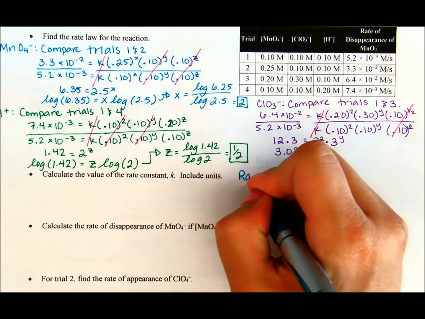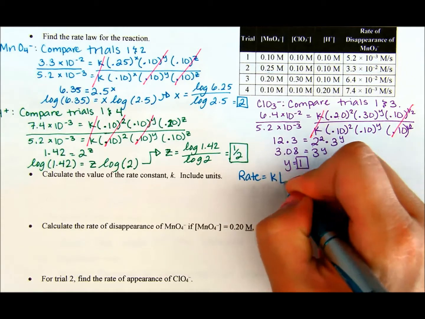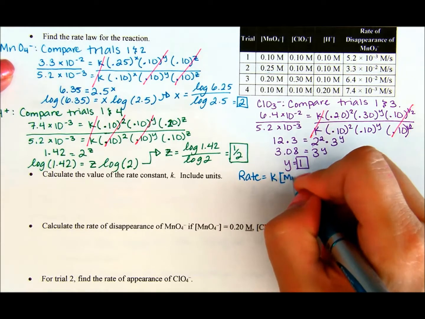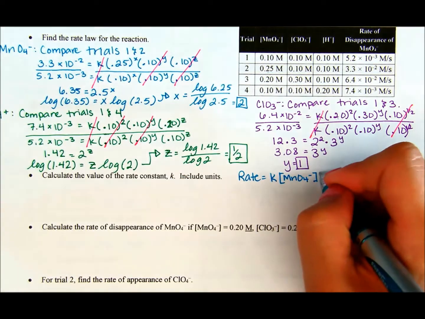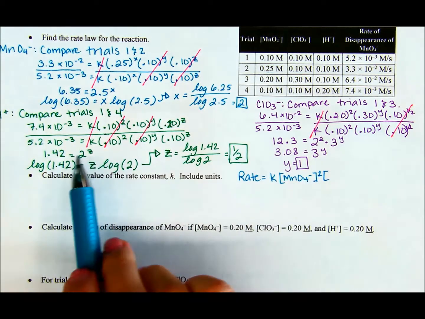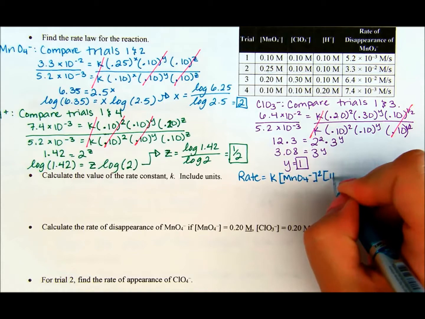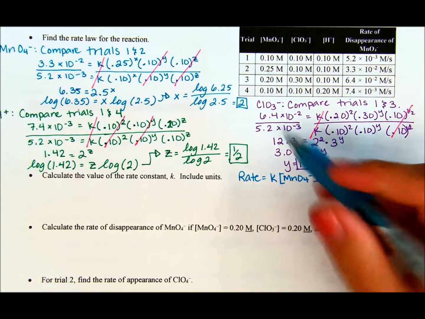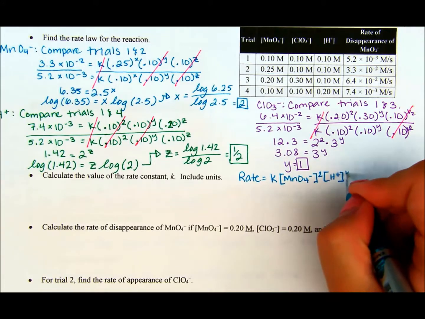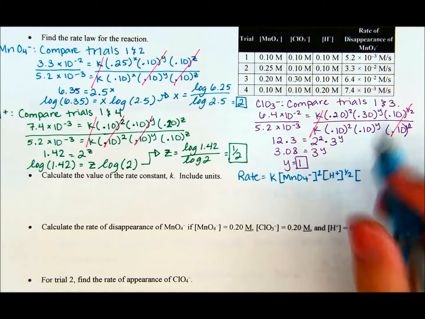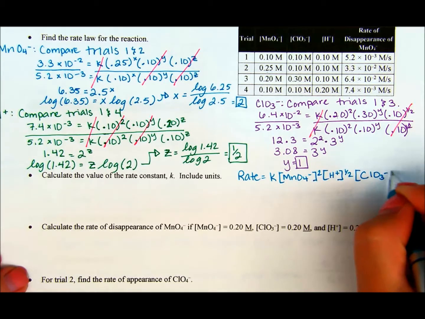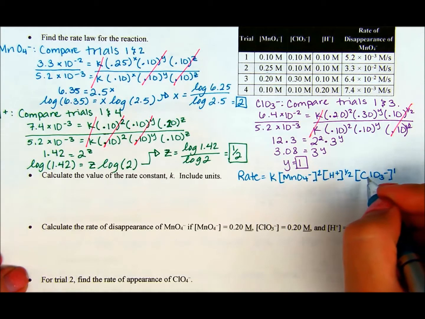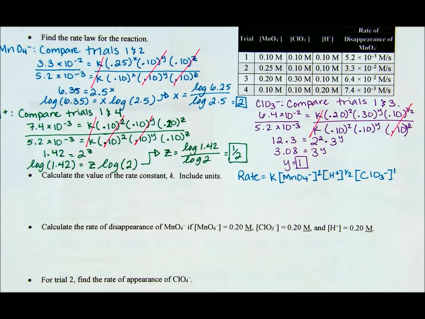Okay, so hopefully you got rate equals K times the concentration of MnO4 minus, that was second order with respect to MnO4 minus, times our H+ concentration, and that was 1/2 order with respect to H+, times ClO3-, and that was first order. Or sorry, yeah, that was first order with respect to ClO3-.